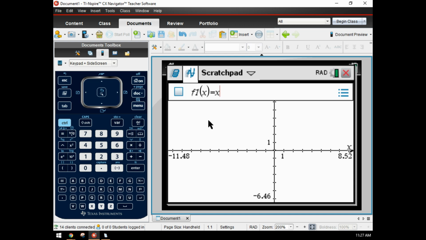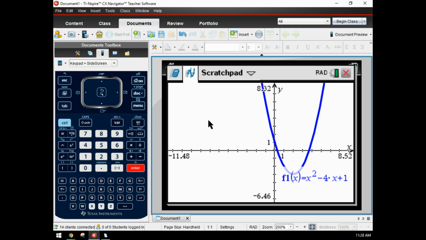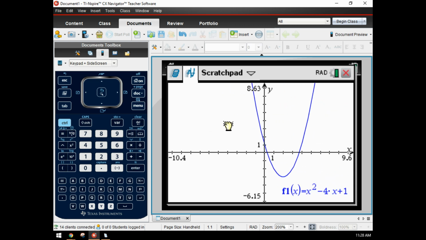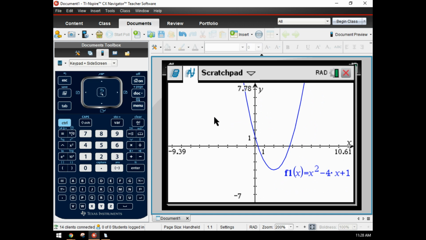So x squared minus 4x plus 1, right? Okay. So once you type all that in, you can hit enter, and it should graph it like this. Mine's not centered because I was showing them how to move things around.